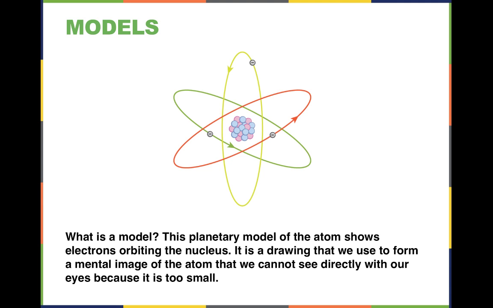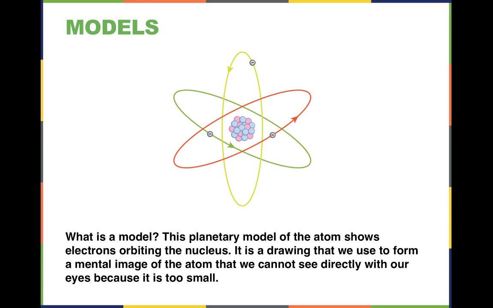So here's an example of a model. This is the planetary model of an atom, and generally this was generated to help people understand the information that we knew about atoms, electrons and protons and neutrons. It's a mental image of an atom.